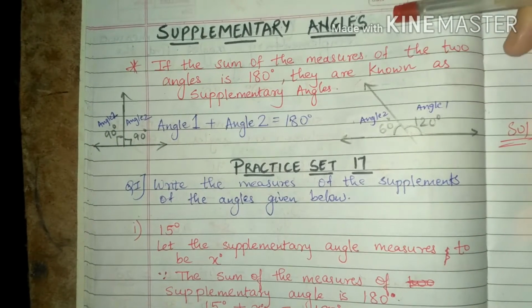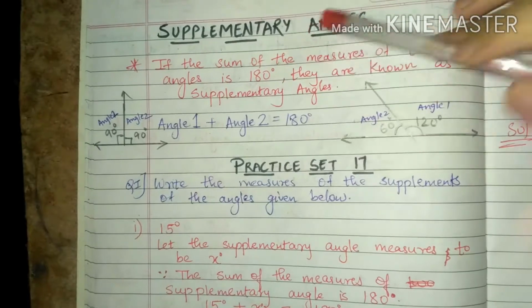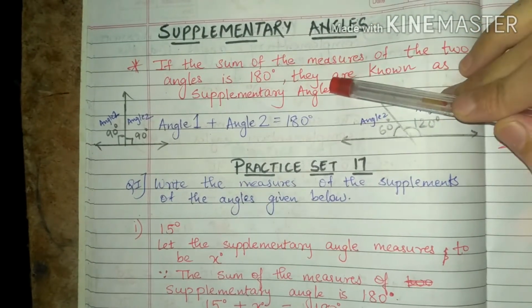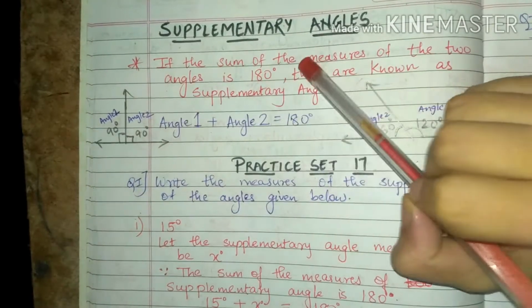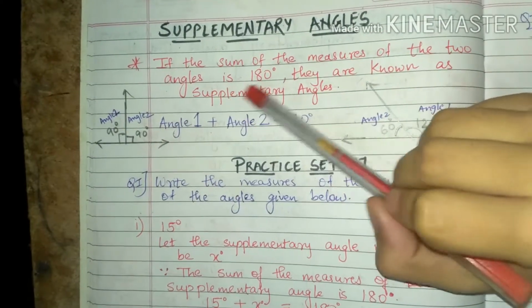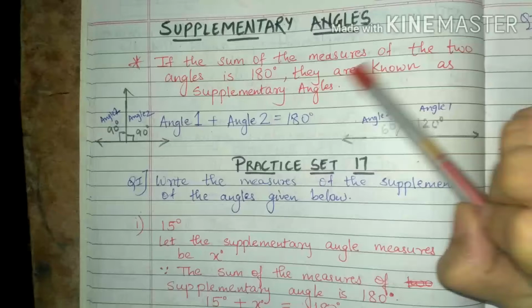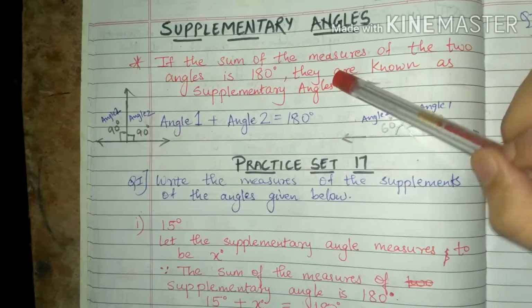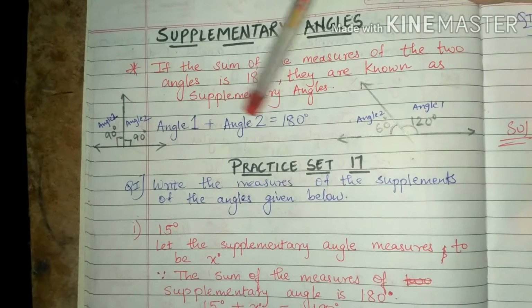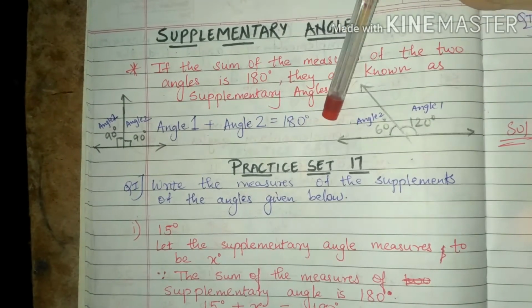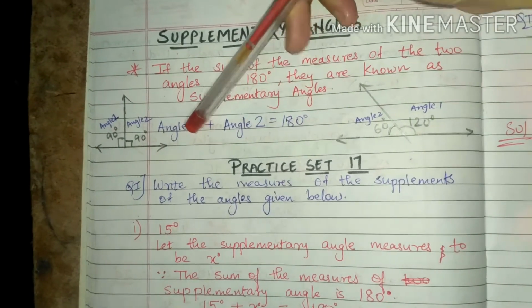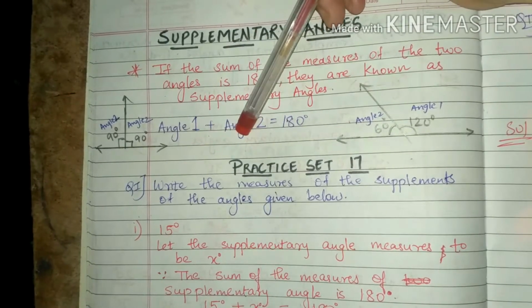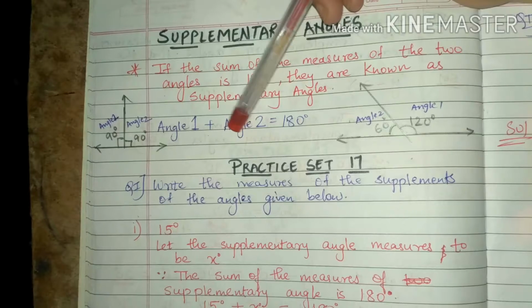So today in our class, we are going to learn about supplementary angles. First let us read the definition that is given to us. If the sum of the measures of two angles is 180 degrees, they are known as supplementary angles. In simple words, what does it mean? Angle 1 plus angle 2 equals 180. If angle 1 plus angle 2 equals 180, then these two angles are said to be supplementary angles.